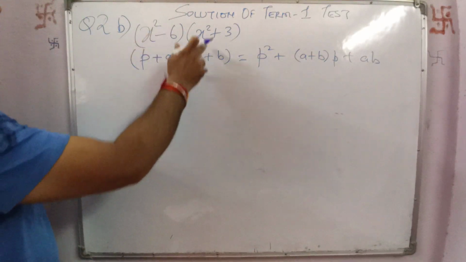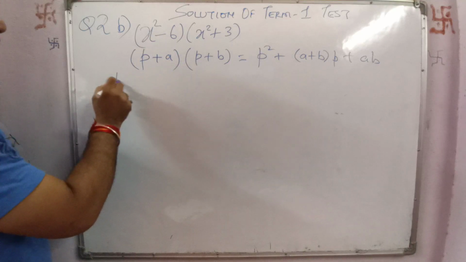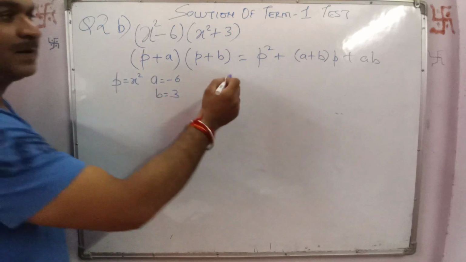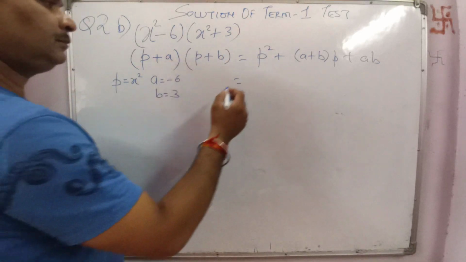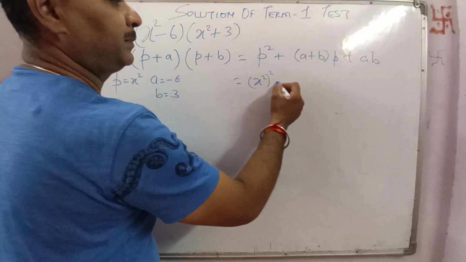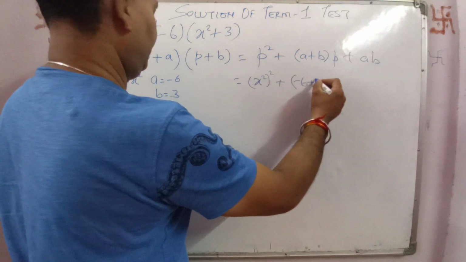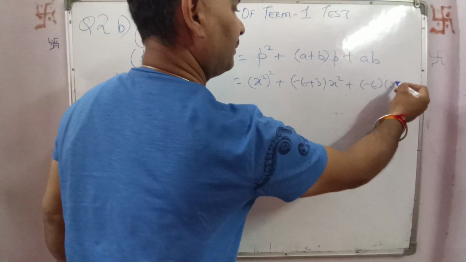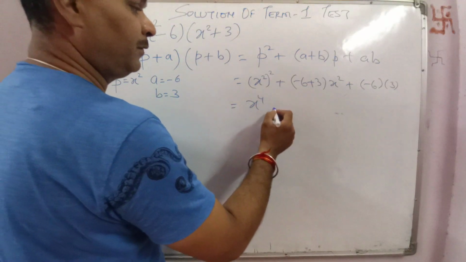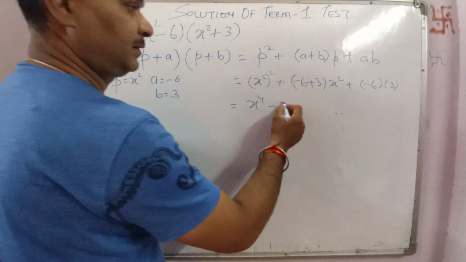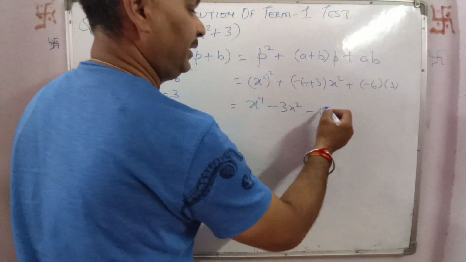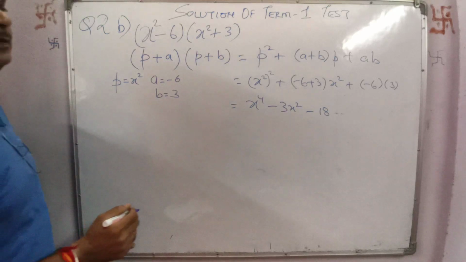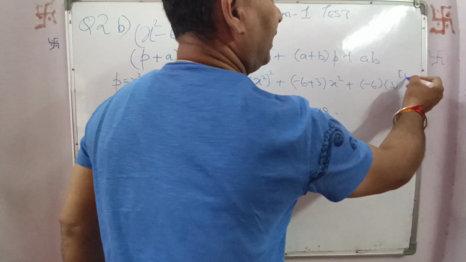Now comparing the question with the identity, we see that p is equal to x square, a is equal to minus 6 and b is equal to 3. Substituting these values over there, p is x square, squared, plus a is minus 6, b is plus 3, p is x square, again a is minus 6, b is 3. So this will be x to the power 4 minus 3x square minus 18. This is of 3 marks, okay. So 1 mark for the correct substitution.